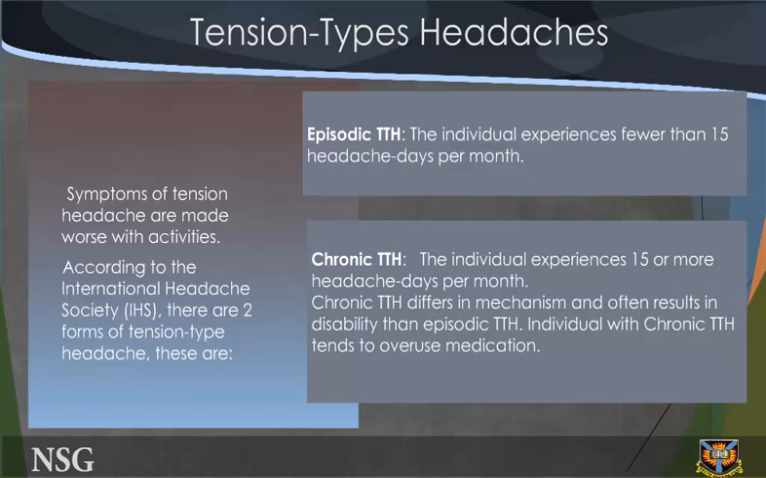According to the International Headache Society, IHS, there are 2 forms of tension type headache. These are episodic TTH, where the individual experiences fewer than 15 headache days per month, and chronic TTH, where the individual experiences 15 or more headache days per month. Chronic TTH differs in mechanism and often results in more disability than episodic TTH. Individuals with chronic TTH tend to overuse medication.